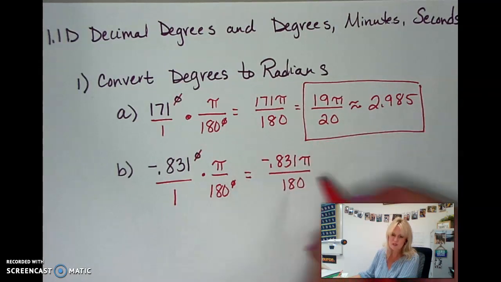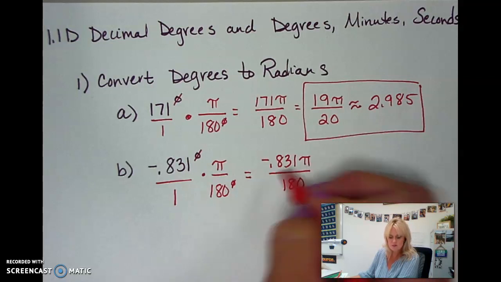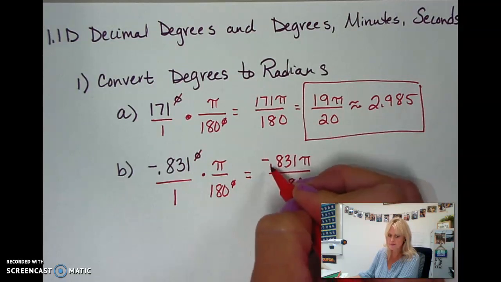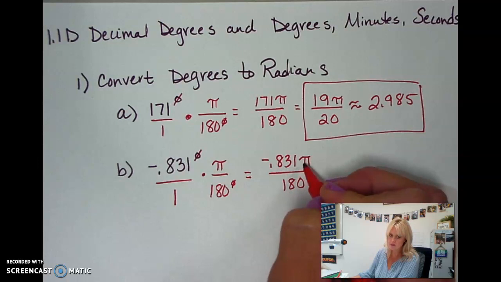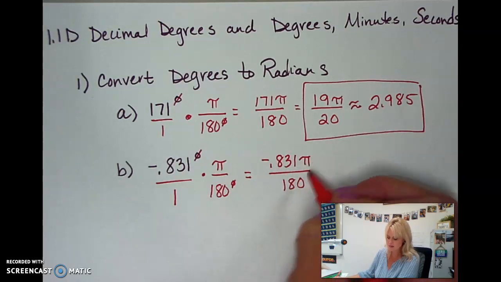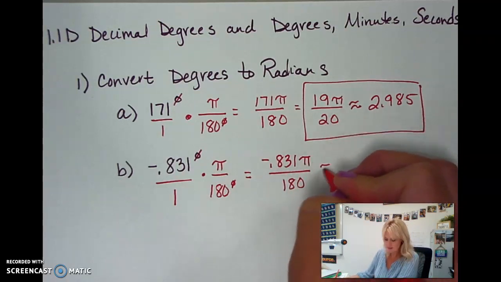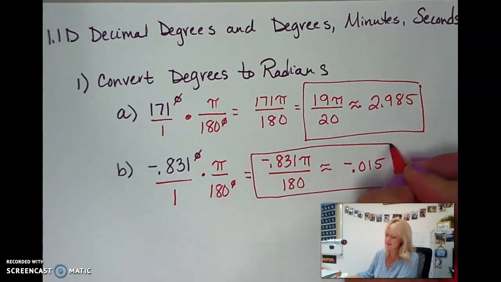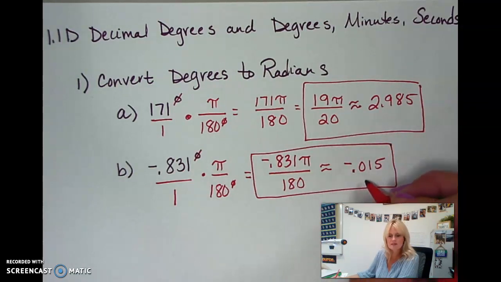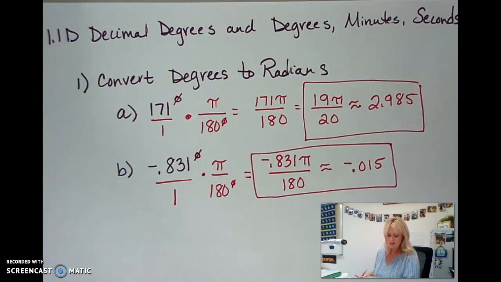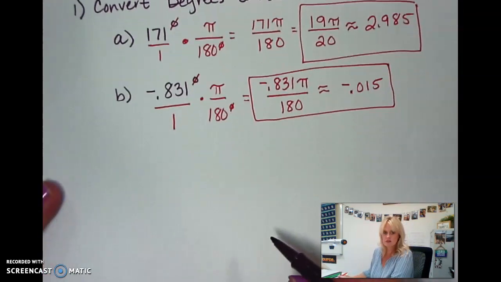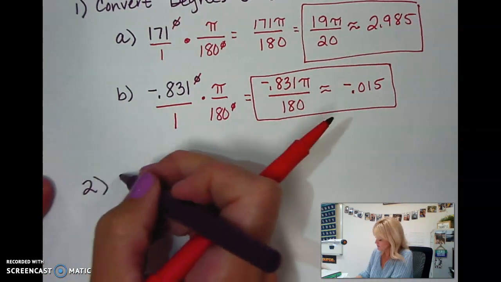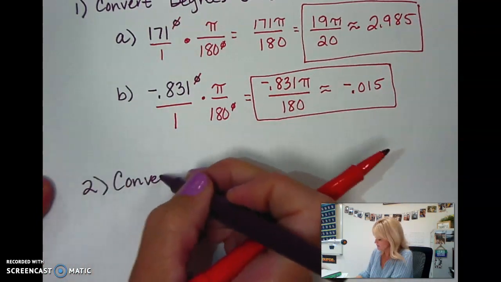Now that seems really strange, doesn't it? So this would make sense to multiply negative 0.831 times pi, then divide it by 180, and this would leave us with negative 0.015 radians. So it sometimes makes more sense to have the decimal radians. Okay? Alright, let's convert a few from radians to degrees.